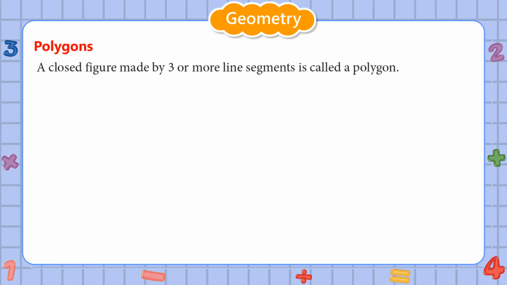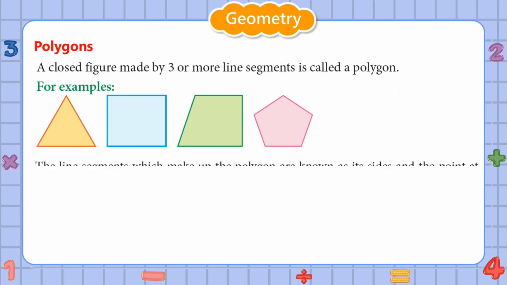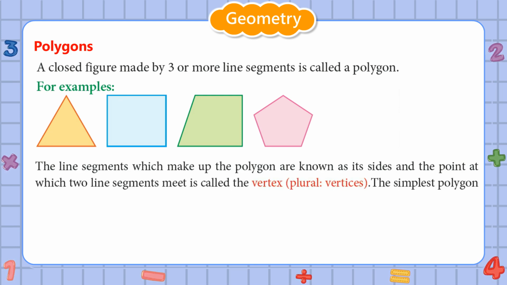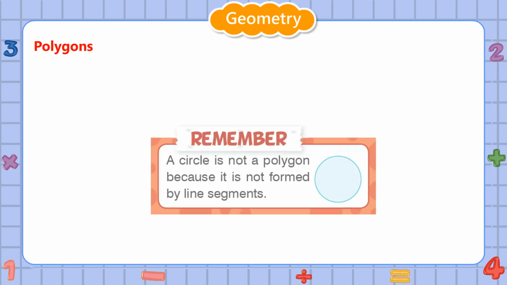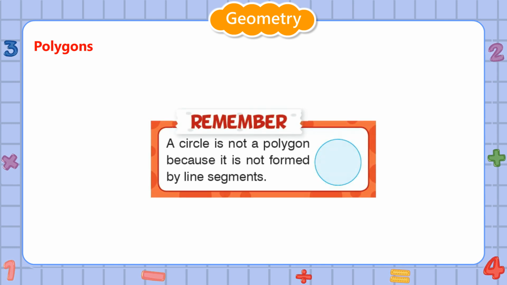Polygons. A closed figure made by 3 or more line segments is called a polygon. For examples, the line segments which make up the polygon are known as its sides, and the point at which two line segments meet is called the vertex, plural vertices. The simplest polygon is a triangle made up of 3 line segments. Remember, a circle is not a polygon because it is not formed by line segments.